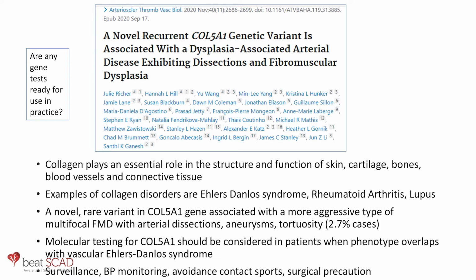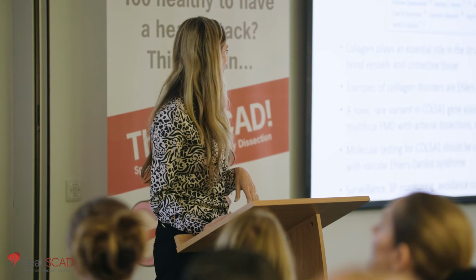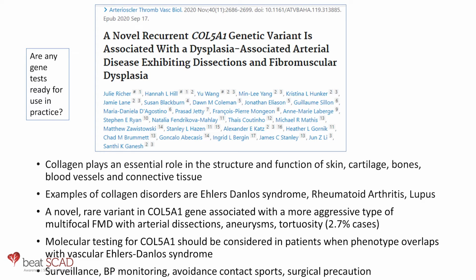So you might have heard of some collagen disorders. Some of the more common names are things like Ehlers-Danlos syndrome, rheumatoid arthritis, lupus, ankylosing spondylitis. So these are conditions in which these collagen anomalies are noted. So what they've found is that a very novel but very rare variant in something called collagen 5A1 can be associated with a more aggressive type of FMD.